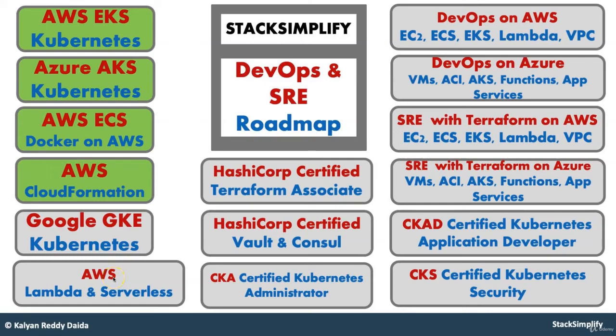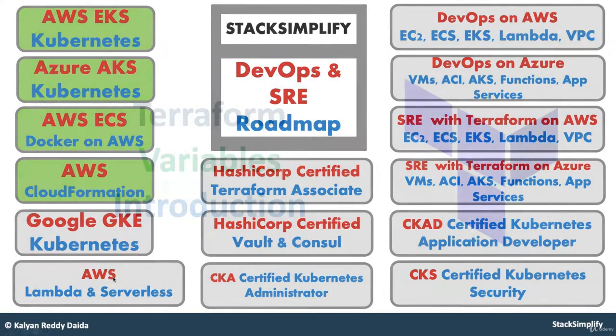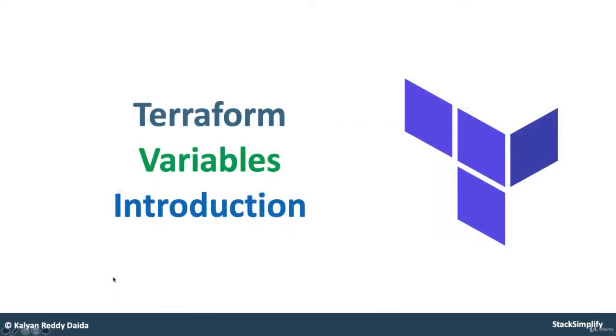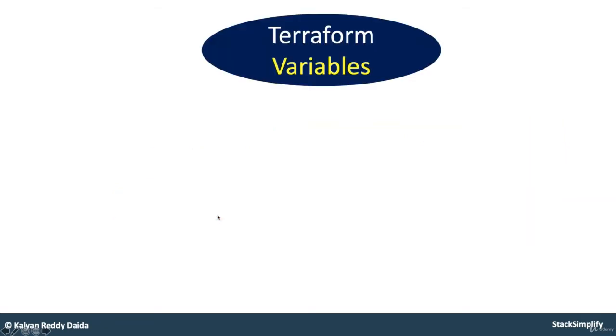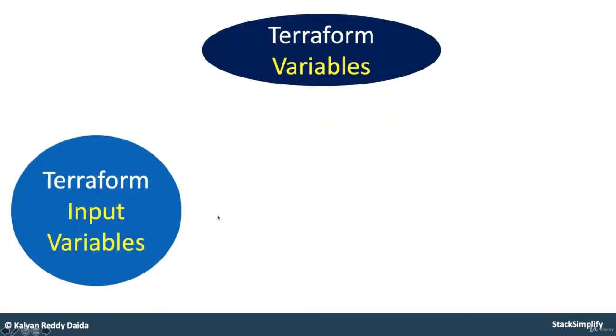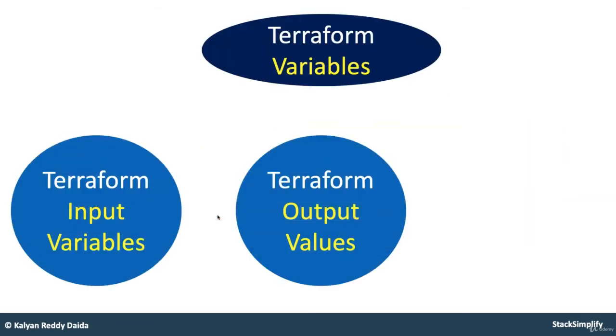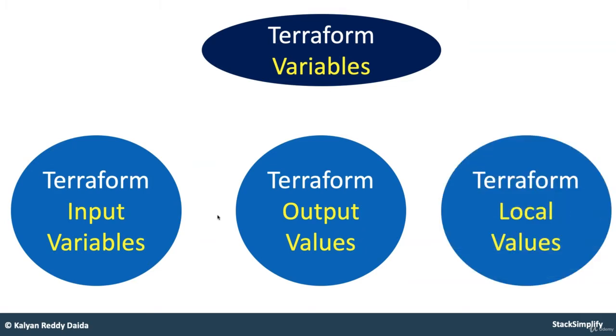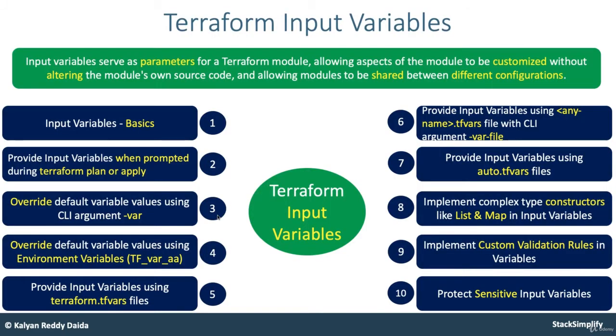Welcome back. In this lecture, we are going to understand what we are going to learn as part of the Terraform variables section. So, Terraform variables are of three types. If you divide them, we'll have Terraform input variables, Terraform output values, and also Terraform local values.